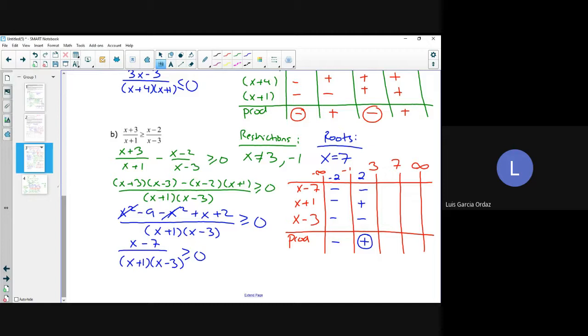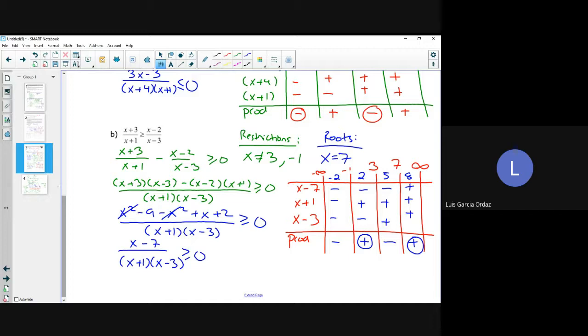What's the number between 3 and 7? So we'll go with 5: negative, positive, positive, but at the end it just gives us back a negative. And last but not least, what is a number bigger than 7? So we'll take 8. And all this is going to do is give us back positive numbers, which is what we want.